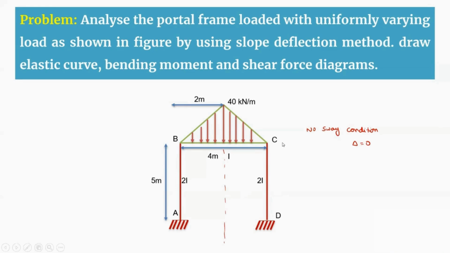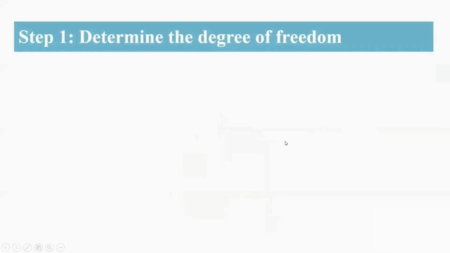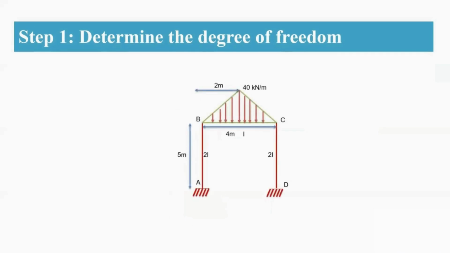So now you are going to start your problem. Coming to step 1, you are going to determine the degree of freedom. A is a fixed support, so you do not have any rotation and any translation. That means theta and delta are 0. Coming to B, it has a rotation at B but there is no settlement at B. So delta is 0 at B, whereas theta is not equal to 0 at B.